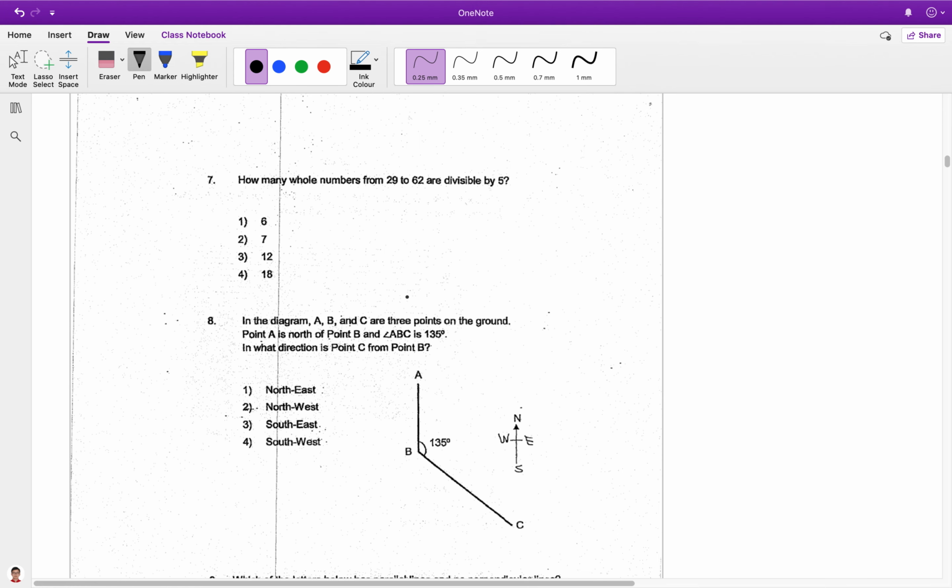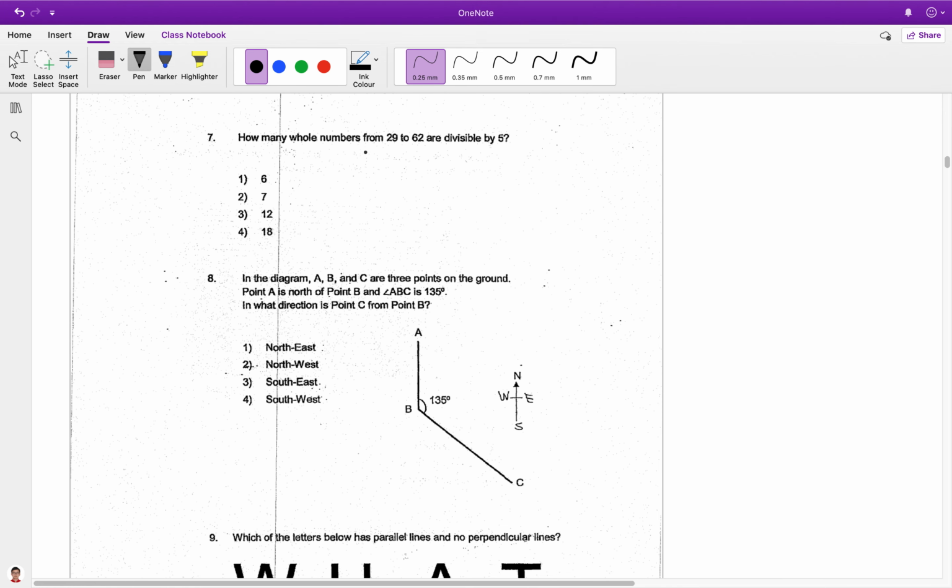Question 7. How many whole numbers from 29 to 62 are divisible by 5? Well, we know that the numbers count this way, every 5 numbers. So here we can list out those numbers. After 29, which number is divisible by 5? We know that any number which ends with 5 or 0 is divisible by 5.